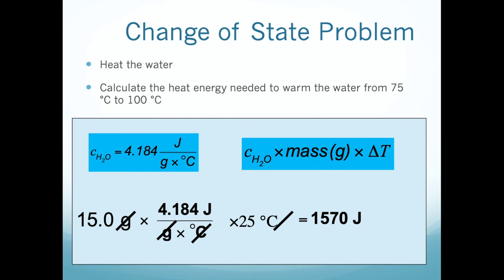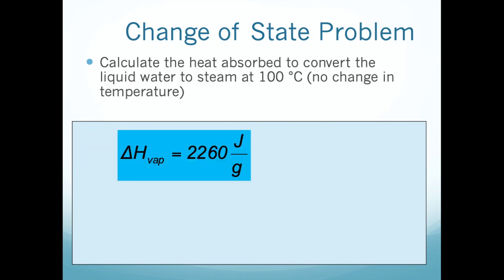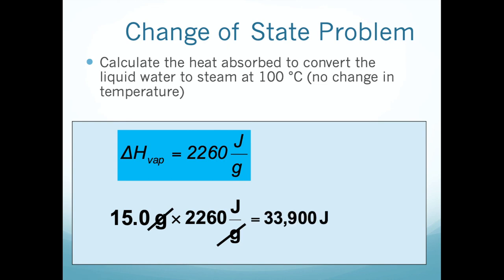Again, this is not the final answer. We still have to boil off that water. So we have 15 grams of water, and we know that the heat of vaporization is 2,260 joules per gram. So think again about how we're starting off with 15 grams. Would I multiply or divide by this number to get grams to cancel out? Well, remember, since grams is on the denominator, we multiply, and that gets grams to cancel out. So 15 times 2,260 is 33,900 joules. A lot of energy required to boil off all that water.